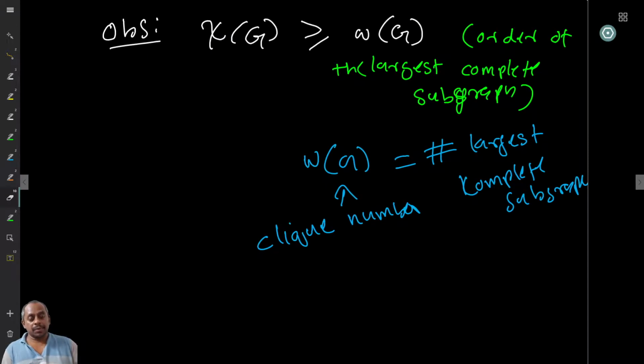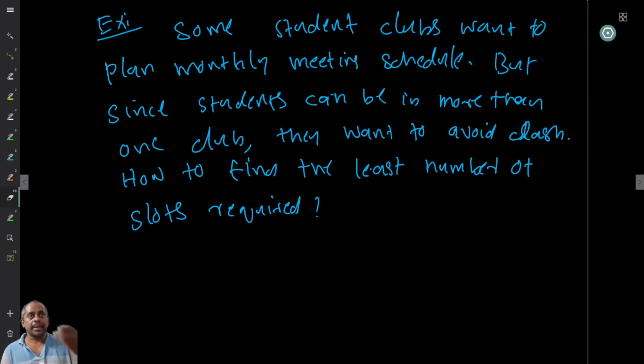Now, before going into an upper bound, let us look at one application of coloring. Here are some student clubs, and there are a number of them, and they want to plan a monthly meeting schedule. Every month they are allotted a weekend, on Sunday let's say, and you can arrange your meetings on this day. Now the problem is that if a student belongs to 2 clubs, and both clubs are meeting at the same time, then this person cannot attend both meetings, but of course I don't want to miss the club meeting.